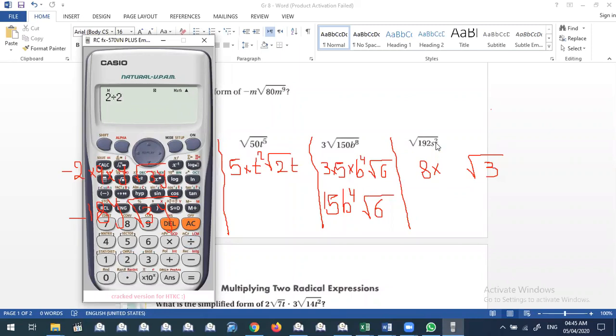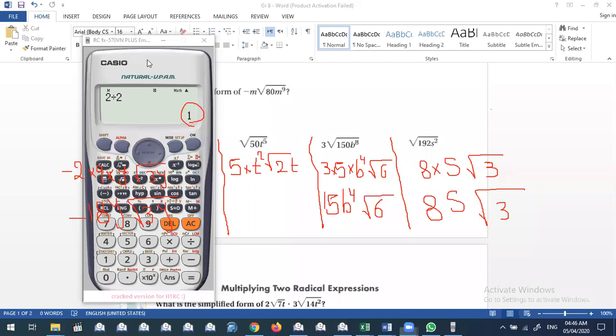2 divided by 2 according to the square root is 1 without any remainder. So write the letter, which is s, to the power of 1. So don't write anything inside here. 8 times s is 8s square root 3. So you have to find the number by using the calculator, but the letter you have to find mentally.